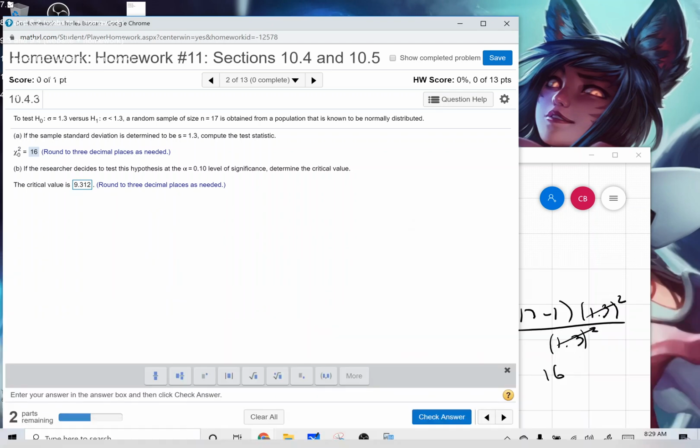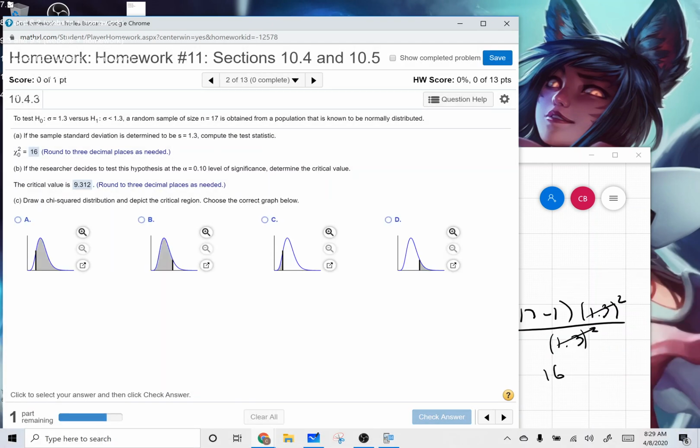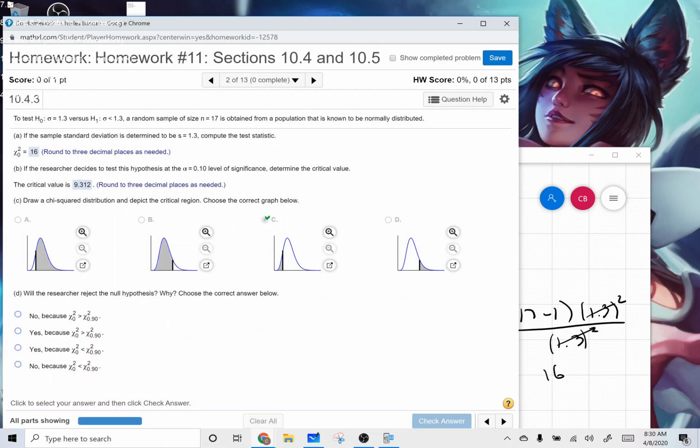Okay. It's left tail, don't forget that. Well, that means it's either C or B. I'm assuming it's C, because 1.3 is not very large. Yeah, it's C. And then, will they reject it?